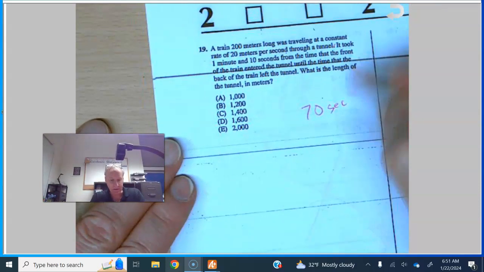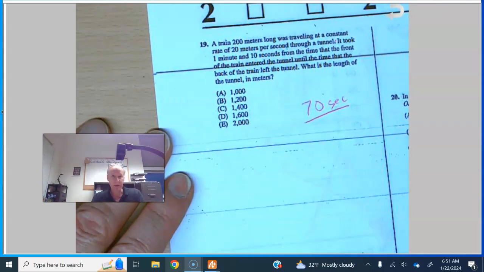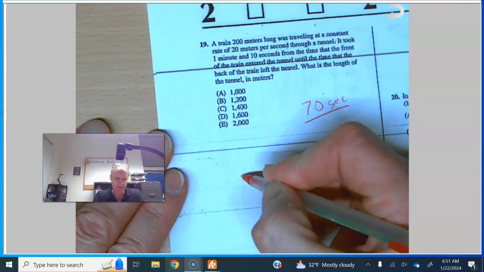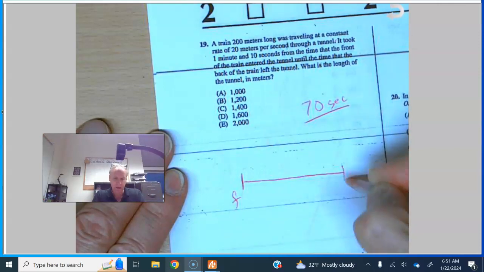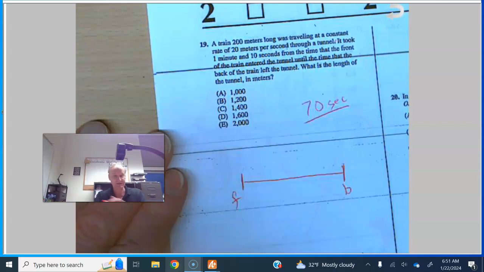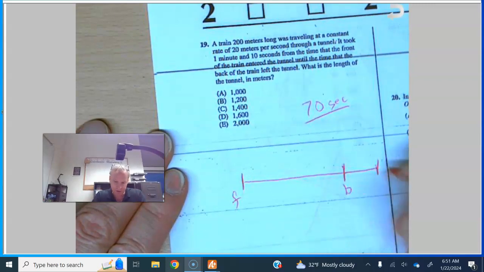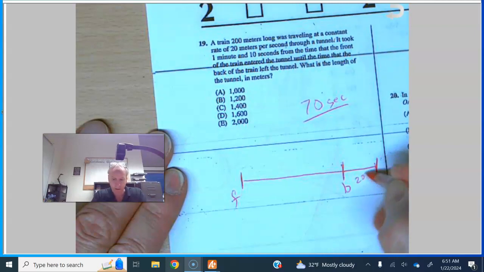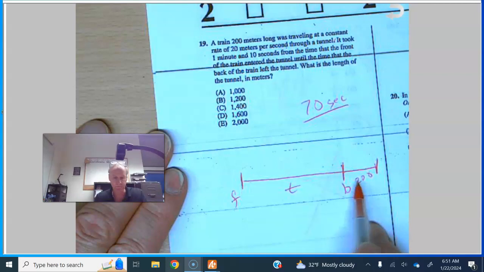It seems pretty easy. It took 70 seconds to go through the tunnel. The problem is that they said that when the front of the train entered the tunnel, then it goes through, and then it says the back of the train leaves the tunnel. So whichever side you want to add the train to, you still have to add the train, which is an extra 200 meters long. So it traveled the length of the tunnel plus 200 meters, and it took 70 seconds to get through this entire amount of distance.